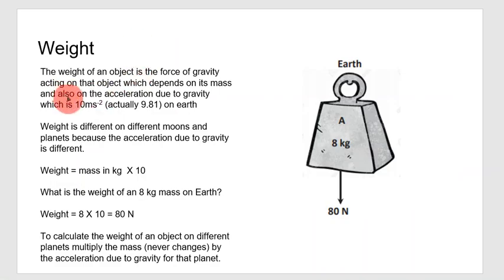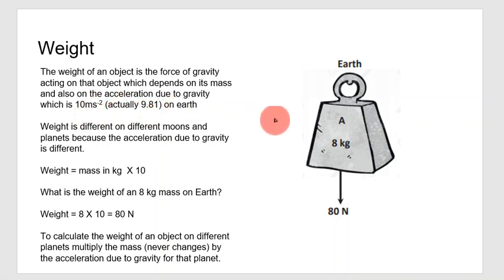Weight then. The weight of an object is the force of gravity acting on that object, which depends on its mass and also on the acceleration due to gravity, which is roughly 10 meters per second. It's actually 9.81 meters per second. What that means is that the Earth's gravity has a force that accelerates objects at 9.81 meters per second per second.